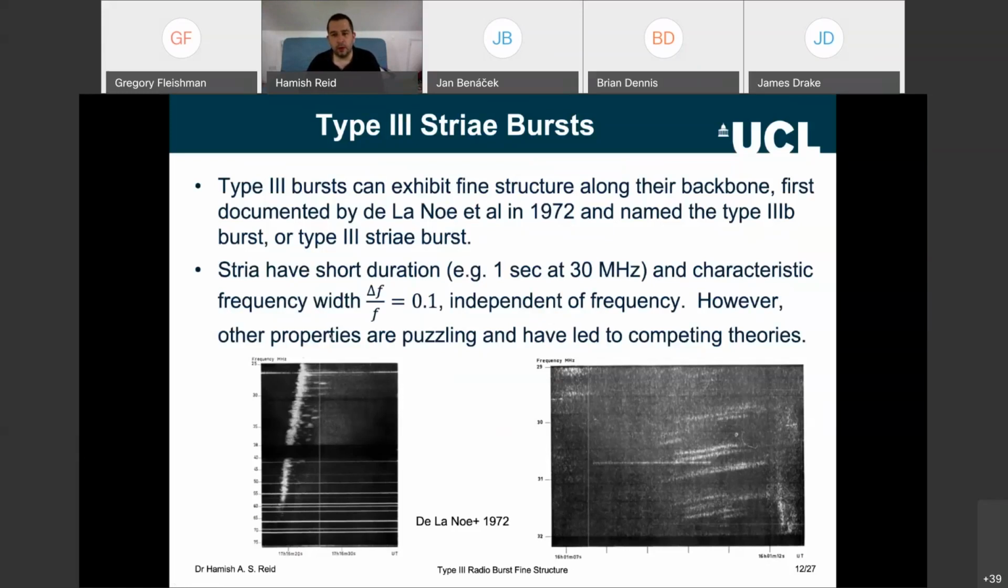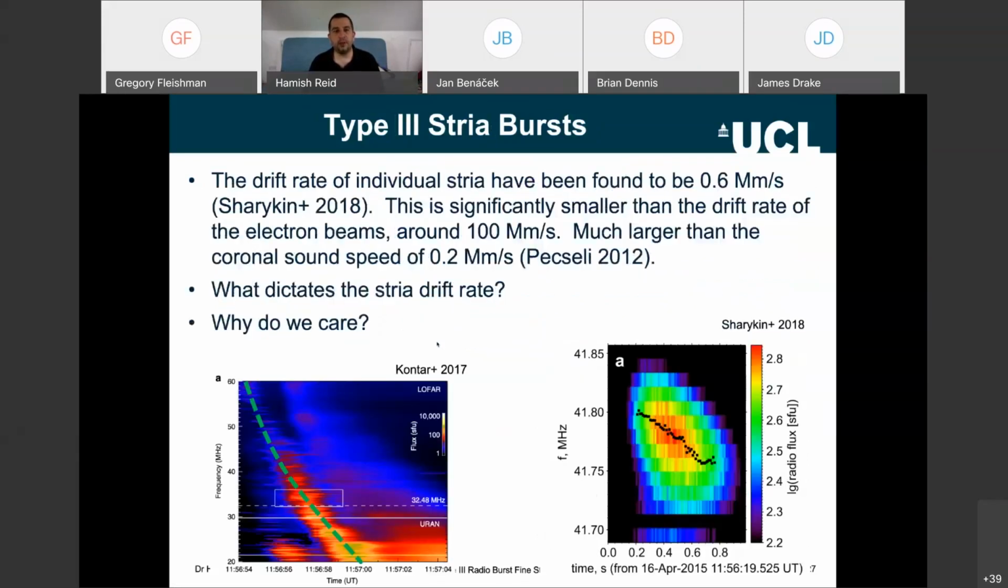There have been some theories about what is actually causing these striae, but there are a number of properties that are puzzling and led to some competing theories. One of the main ones is that the drift rate of the individual striae has been found to be about 0.6 megameters per second. I can't remember the exact value of the drift rate, but this is the speed of the exciter when you estimate that speed from the drift rate of the individual striae.